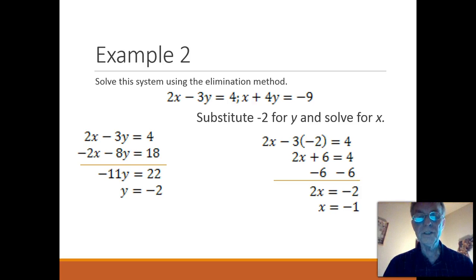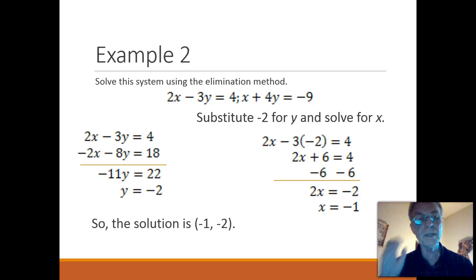So our solution here is going to be the point -1, -2. Once again, it's written as coordinates because that's what it represents. It's the coordinates of the point where those two lines will cross each other.